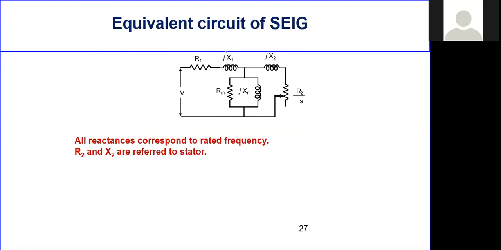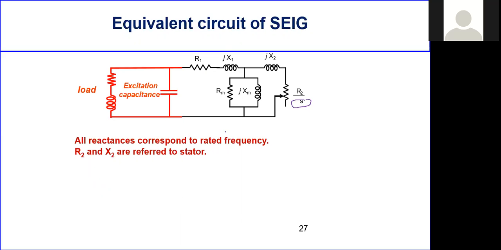Now we see the equivalent circuit of the self-excited induction generator. This equivalent circuit we have already seen earlier. Here also the slip will be negative. The only thing is that a variable voltage, variable frequency is available at the stator terminal. For exciting this, we are using the excitation capacitor and the load.